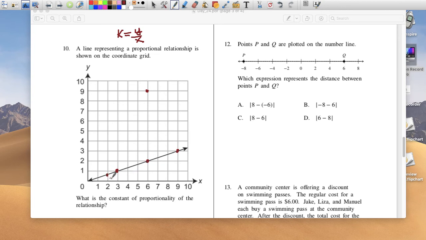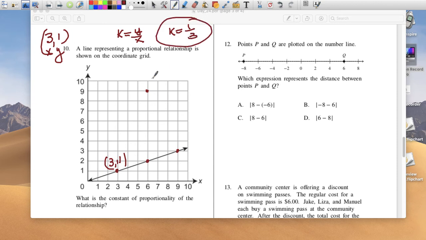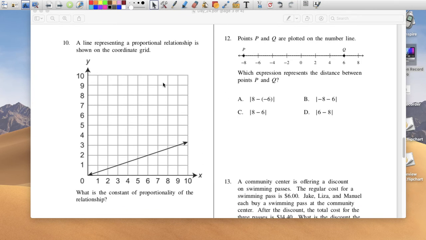Well, this point's not okay because I don't know what the value is. I know this is 2, but I have no idea what it is on the y-axis. It's like 0.7 or something. So don't take a point you can't find the value of. So let's pick this point. This point is called (3, 1), right? 3 on the x-axis and 1 on the y-axis. So (3, 1). This is my x, this is my y. So k is going to be y over x, y is 1, so k equals 1, and x equals 3. So there's my constant of proportionality, 1/3. Is that a multiple choice? Nope, you just have to find it.